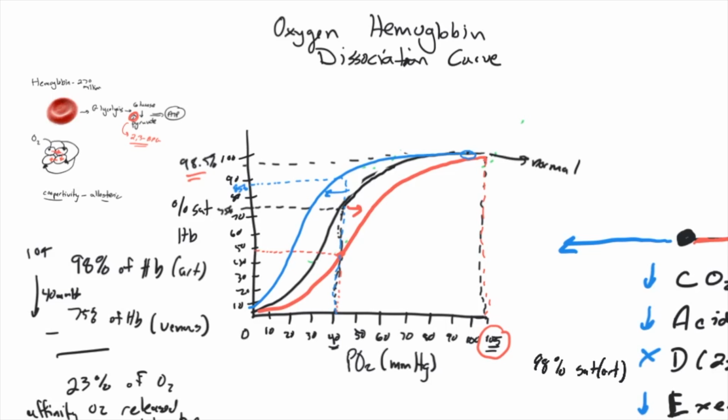Now, we look at our new curve, our shift left, and we say, well, what happened? On the venous end, we're down to 85% saturated, and this is the venous end. So now we have to do some quick math and say, well, what happened at a tissue level? We gained 13% oxygen. This is how much was released. 13% of the oxygen was released into the tissues.